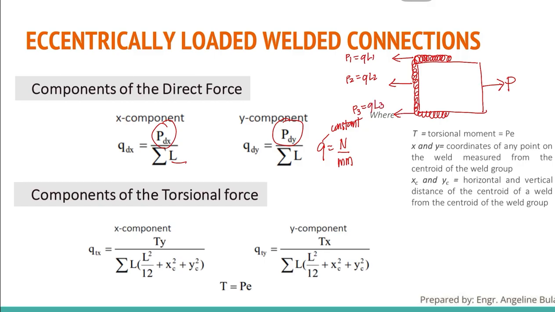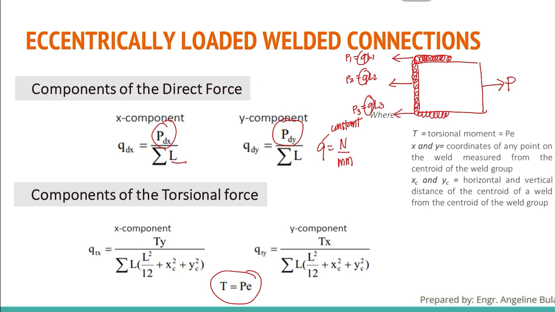But again, yung Q dyan is always the same for each weld segment. Then, let's move to components of the torsional force. So, if the force acts at an eccentric point, so may distance E siya, it creates a torsional moment. So, yung torsional moment dito is yung T is equal to P times E.